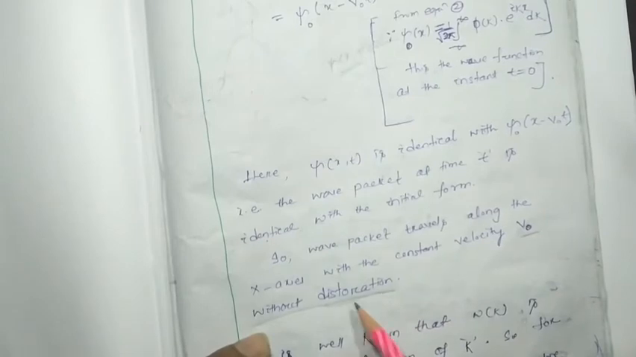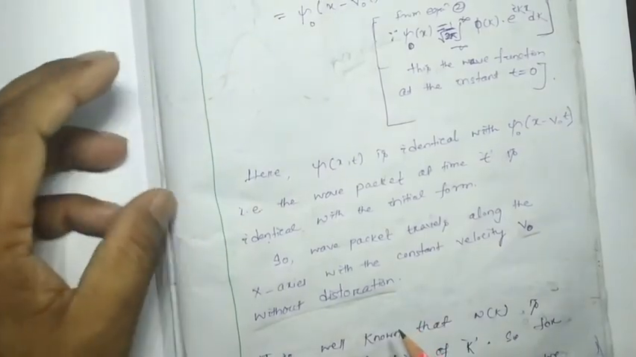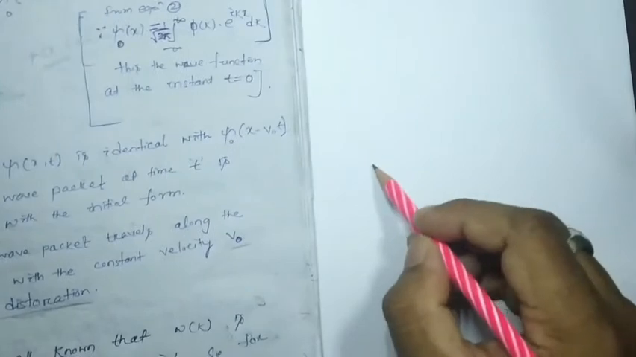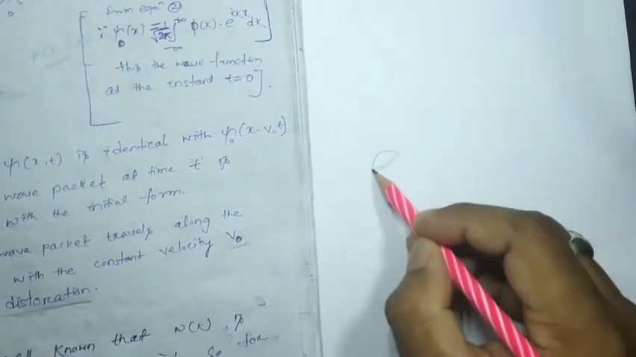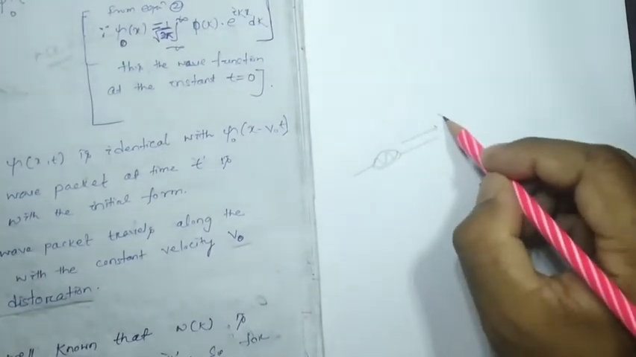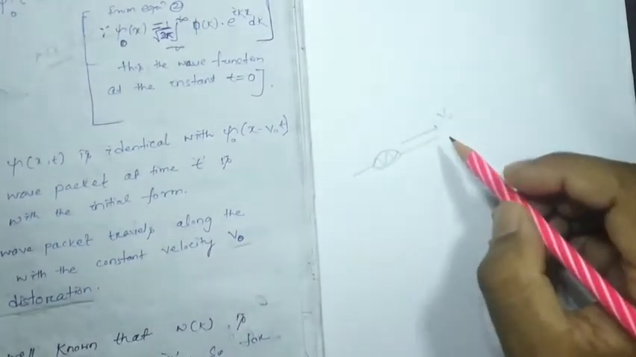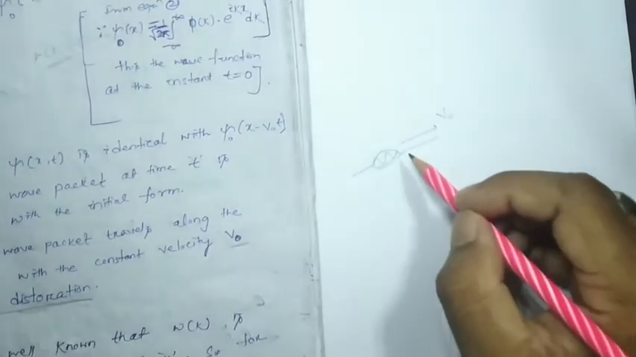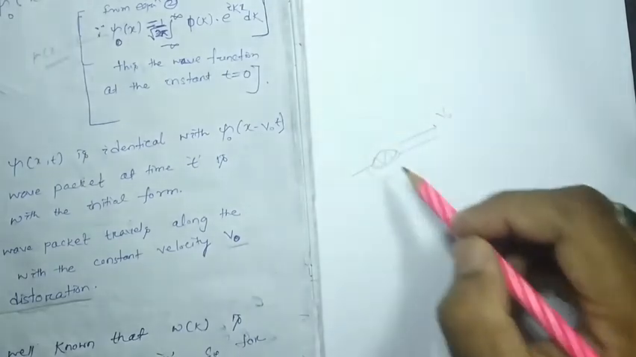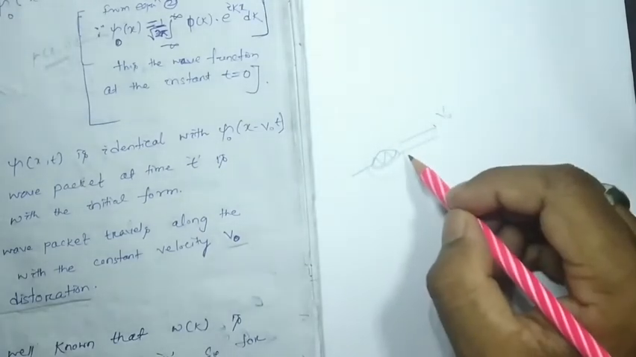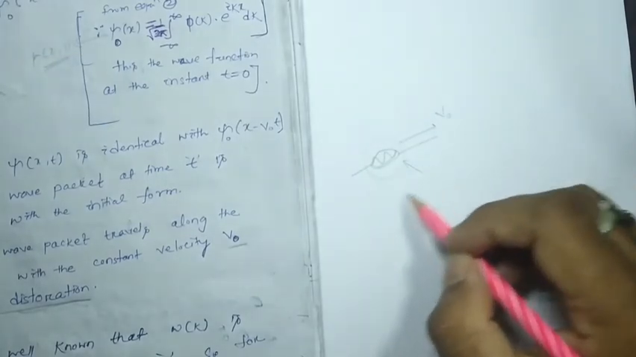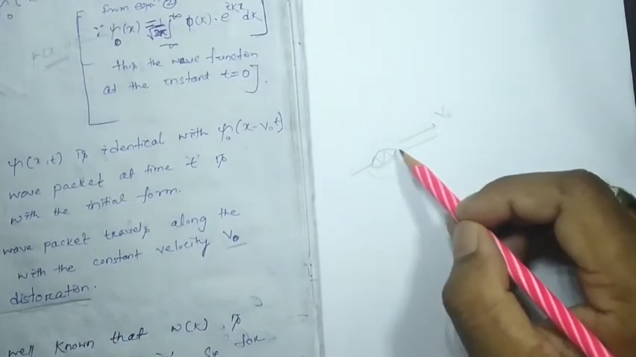That means if the particle is moving without any potential or without any force, like this wave packet moving along the x-axis with a constant velocity, there is no force on it, or no potential acting on this particle. If suppose we consider any external force applied on this particle, then its velocity is going to change.